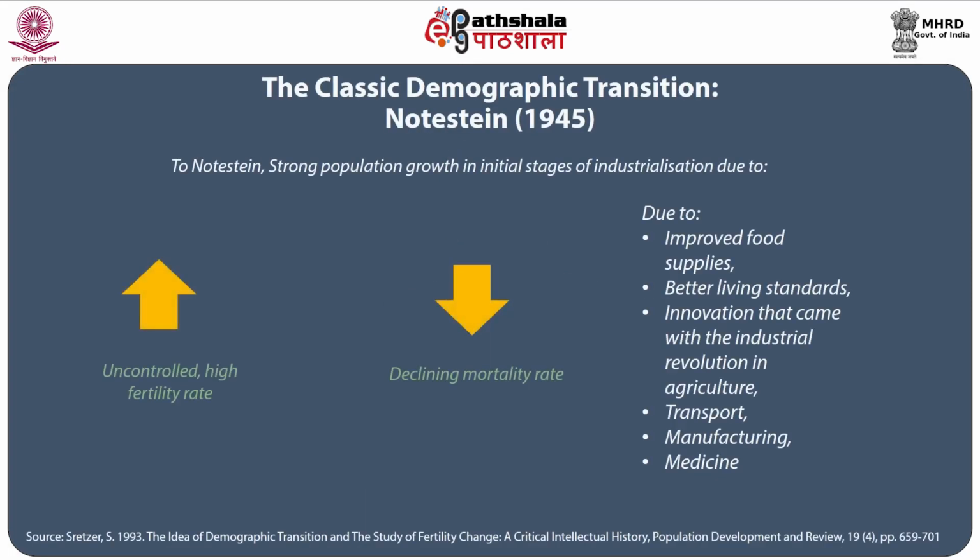Therefore, the demographic transition, according to Notestein, described a process whereby the country would move through the different stages in order to industrialize and modernize. To Notestein, the initial stages of industrialization would see strong population growth due to high and uncontrolled fertility levels and declining mortality levels, which came from improved food supplies, better living standards and innovation that came with the industrial revolution in areas of agriculture, transport, manufacturing and medicine.